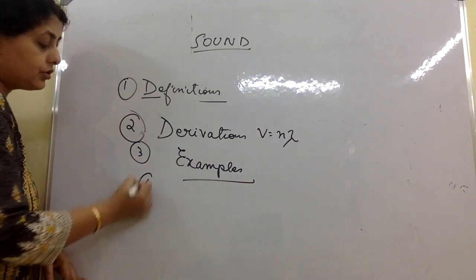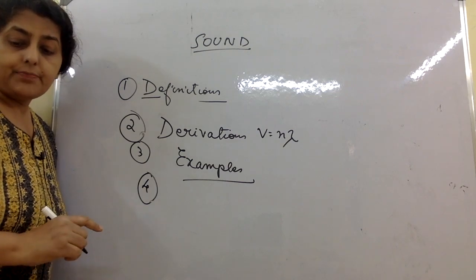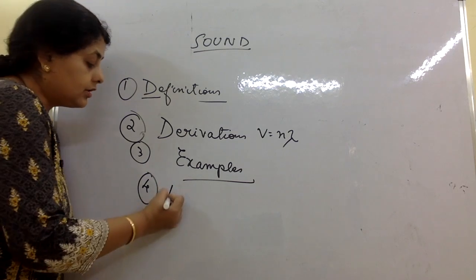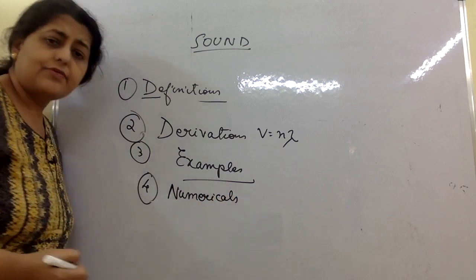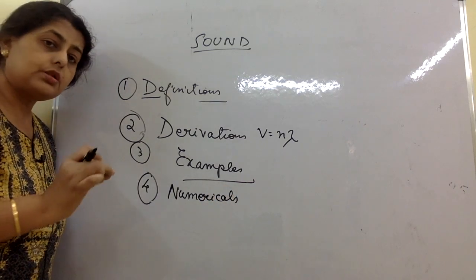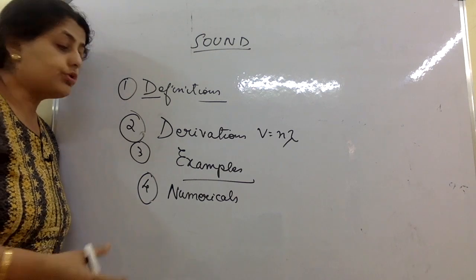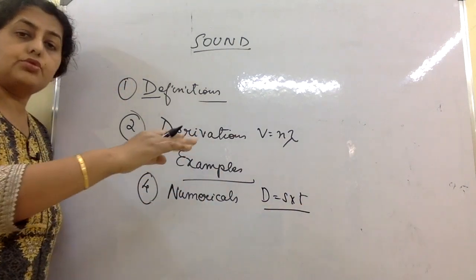Fourth one. What is the fourth type of question that might be asked? The fourth type of question is numericals, of course. You have quite a few numericals, especially based on echo. Where we generally use d = s × t, this formula, and then we use echo.